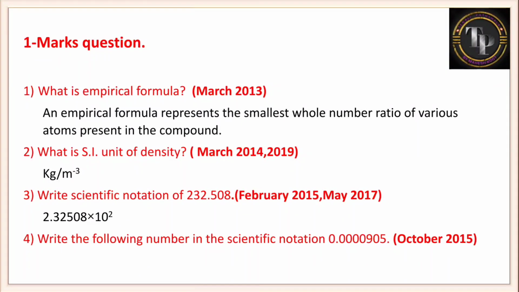Question number 4. Write the following number in scientific notation: 0.0000905. This question was asked in October 2015. So they're asking again scientific notation. Now the decimal point should be taken towards the right side. So multiply with 10 to the power minus, and how many places you have moved the decimal point, that much power you have to write. See, 5 places I would like to take on the right side, so I multiplied with 10 to the power minus 5. 9.05 means I have moved the decimal point right up to 5 digits, so I have multiplied with 10 to the power minus 5.